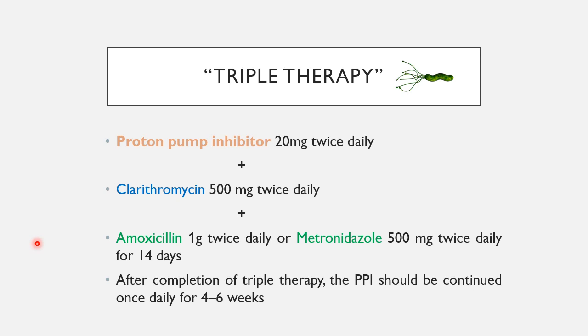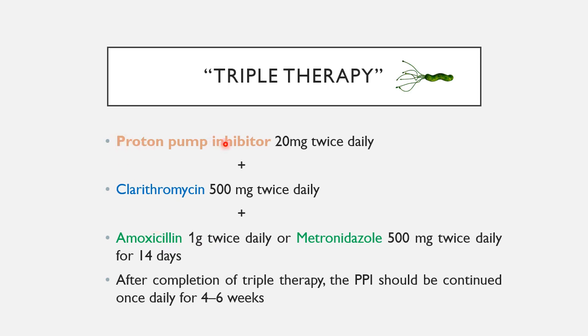because compliance won't be an issue in this case, because all the 3 drugs are given twice daily, whereas in quadruple therapy the drugs are given 4 times daily. So in that case compliance would be an issue. So the drugs which we give are proton pump inhibitors, clarithromycin and amoxicillin, because in triple therapy we have to give 2 antibiotics and 1 proton pump inhibitor.